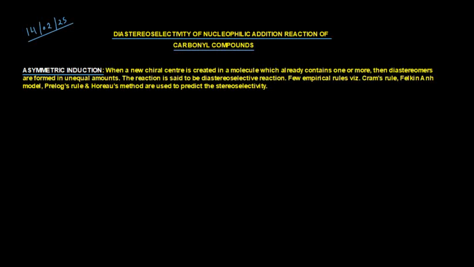So in today's class I am going to discuss a very important concept of stereoselectivity, right? And in stereoselectivity, today we will see diastereoselectivity. In the later classes I will also discuss enantioselectivity, but in today's class I will discuss the concept of diastereoselectivity, especially for the carbonyl compounds, right?